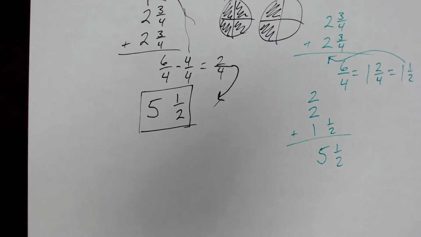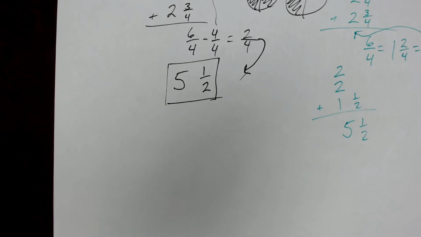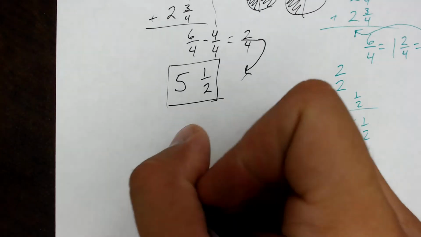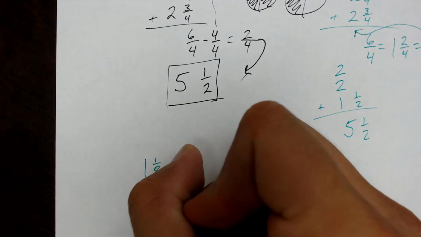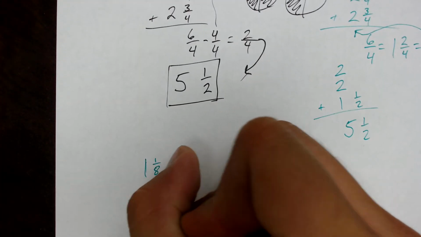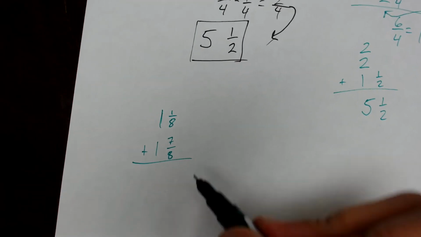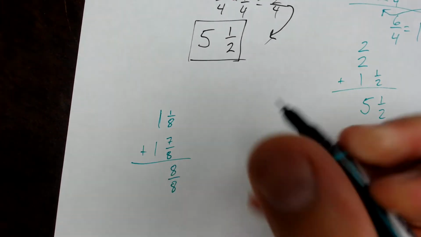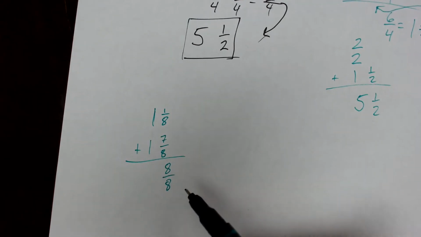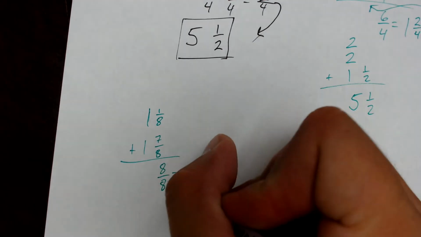Let's see here. Ooh, what happens if our fractions balance out? So let's say we've got 1 and 1/8, and we're adding that to 1 and 7/8. Okay, so here we add the numerators. 1 plus 7 gives me 8/8, and I see that this fraction is going to be equal to the number 1, so that's equal to 1.